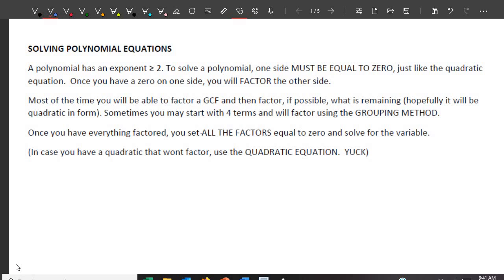Sometimes when you've got quadratics, you have to use the quadratic formula. I don't have any problems like that, but it is possible that you have to use that in these types of problems.